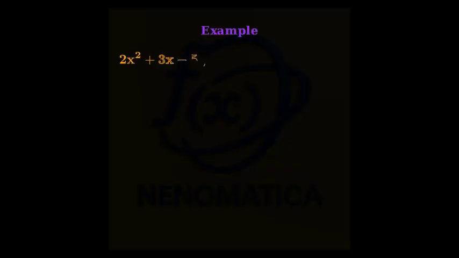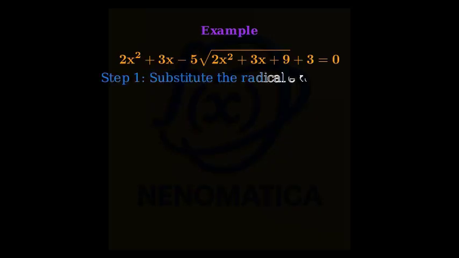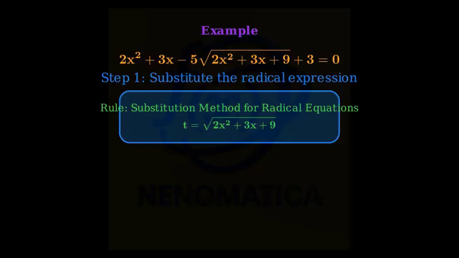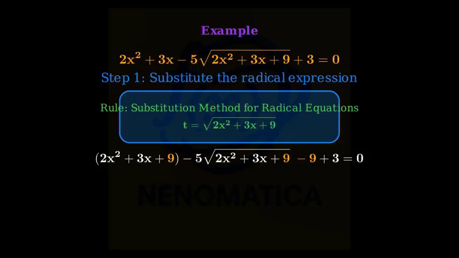Example: we will solve the radical equation by the substitution method. 2x squared plus 3x minus 5 times the square root of 2x squared plus 3x plus 9 plus 3 equals 0. Step 1. Substitute the radical with a new variable to simplify the structure. We'll define t as the square root of 2x squared plus 3x plus 9. To prepare for substitution, add and subtract 9 to bundle the polynomial inside one group.